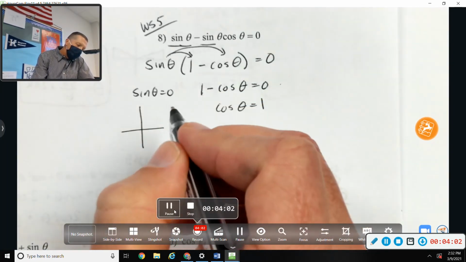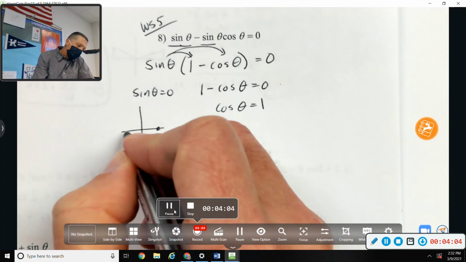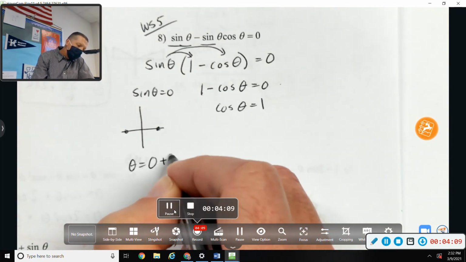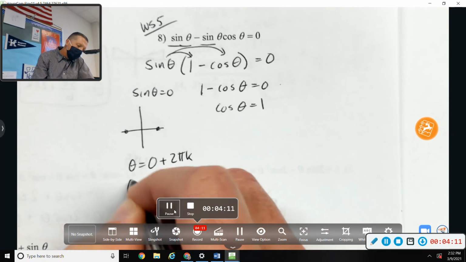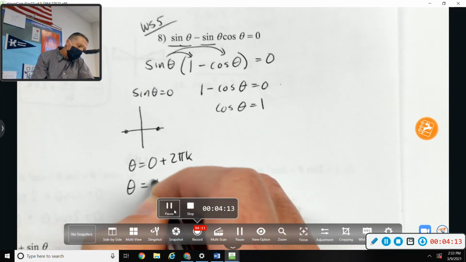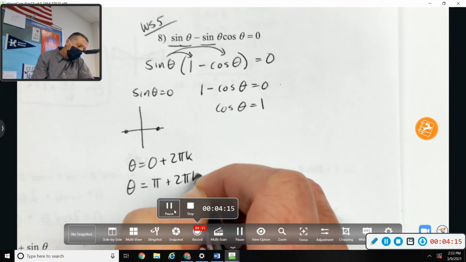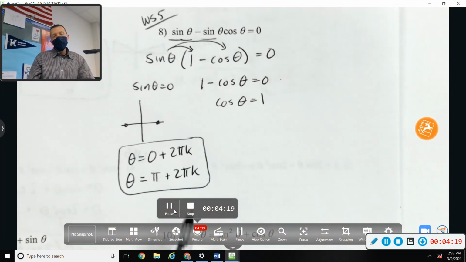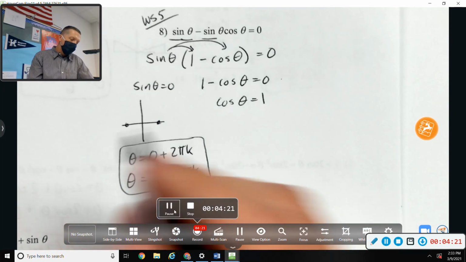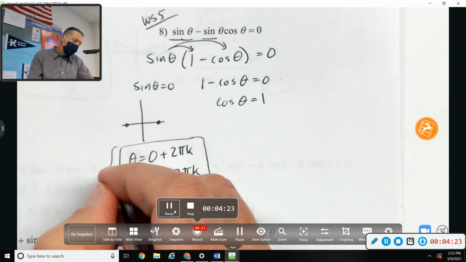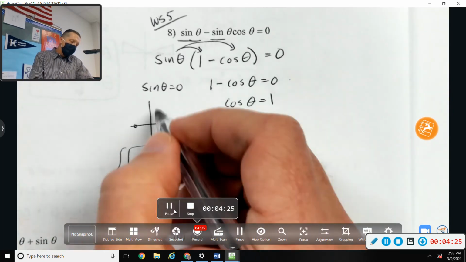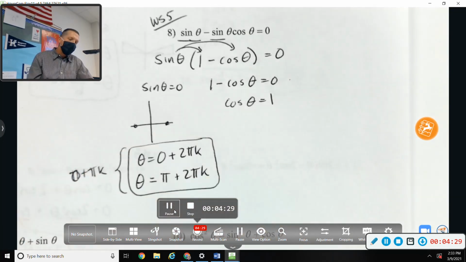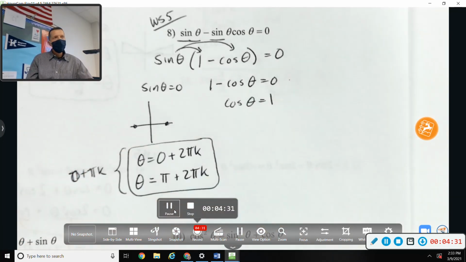Sine of theta equals 0. That would be there and there. So 0 plus 2 pi k and pi plus 2 pi k. And if you're really paying attention, you could sort of combine those. You don't have to do this, but some people have asked. Those are always pi apart, so you could just write 0 plus pi k, and that would cover them all. So that's sort of next level.